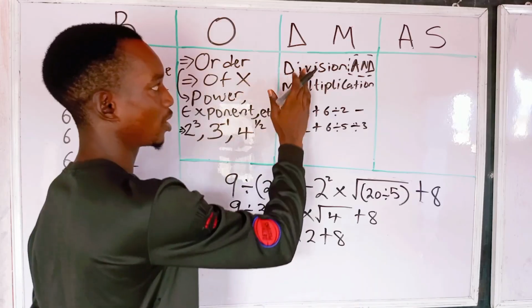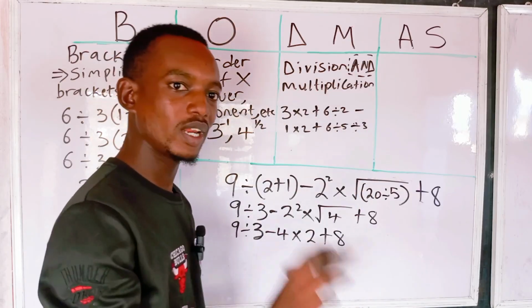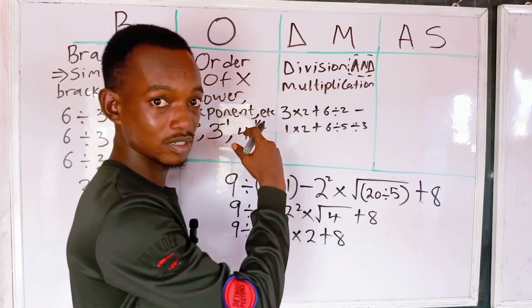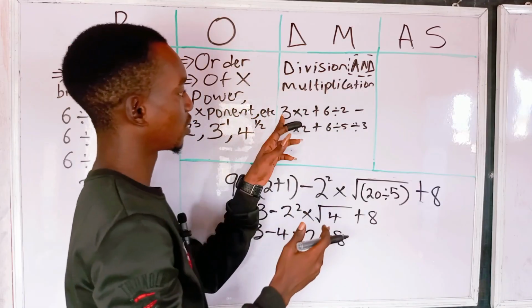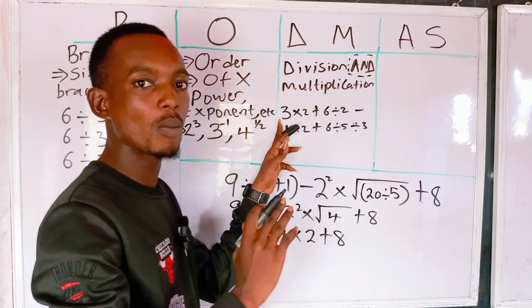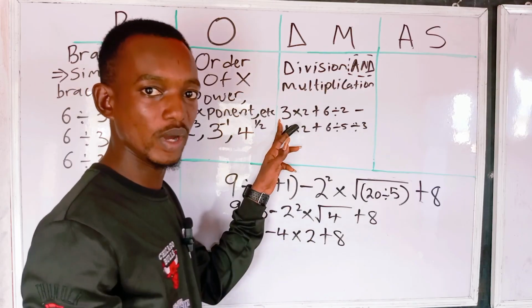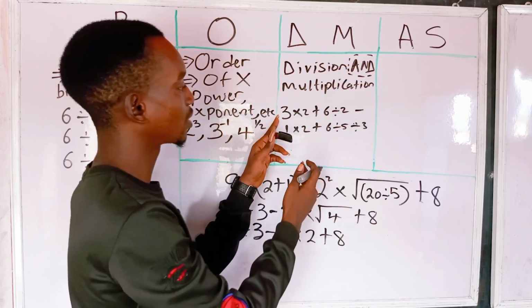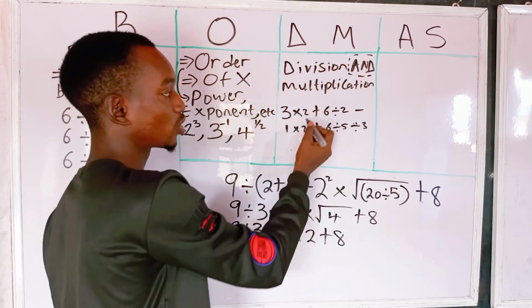Because according to BODMAS, you divide and multiply. When they are together, you start from the left. Anyone that comes first from the left, you evaluate. So to do this one here now, you start from the left. That's multiplication from the left.